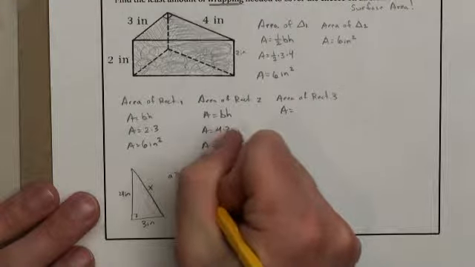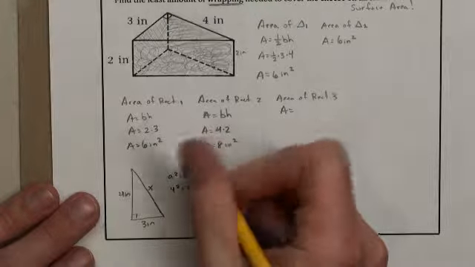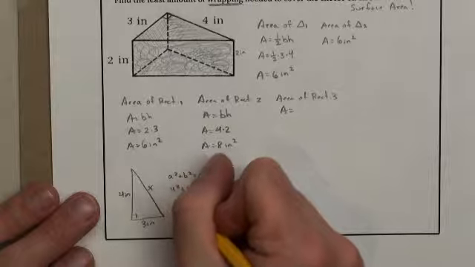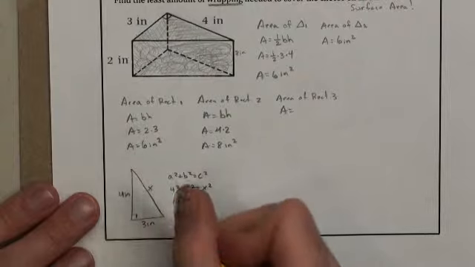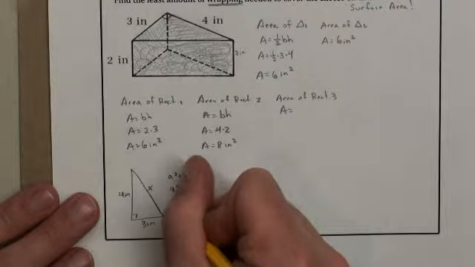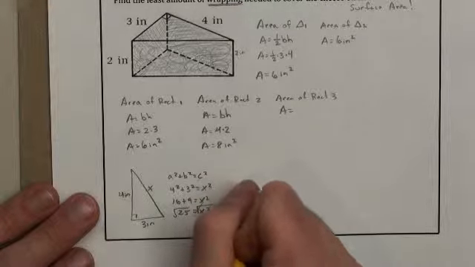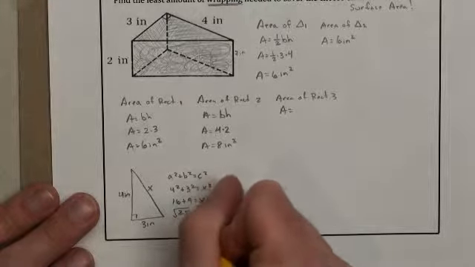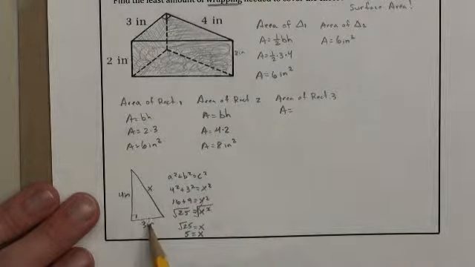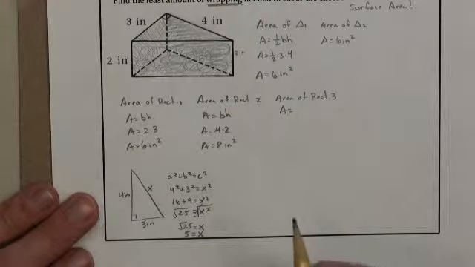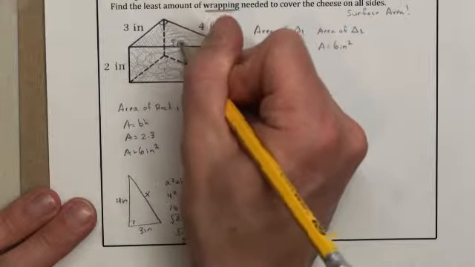a squared plus b squared equals c squared. So 4 squared plus 3 squared equals x squared. 16 plus 9 equals x squared. 25 equals x squared. So if I take the square root of both sides, that square root cancels out the squared and I get x equals the square root of 25, and the square root of 25 is 5. So this is a 3, 4, 5 triangle. So now I know that my hypotenuse is 5 inches.